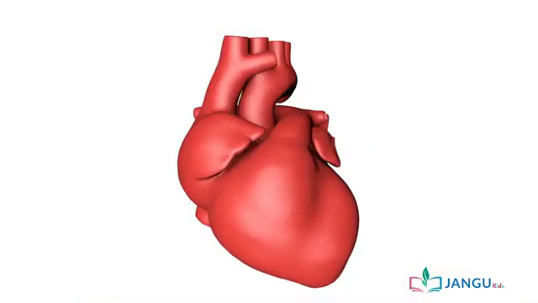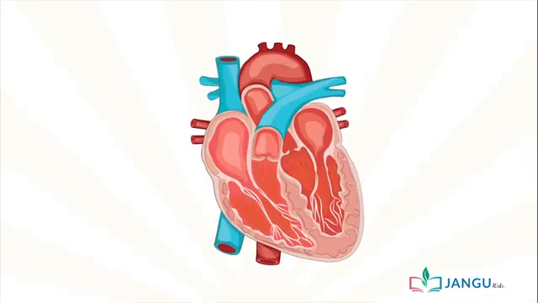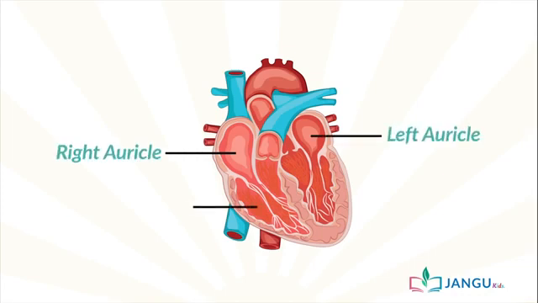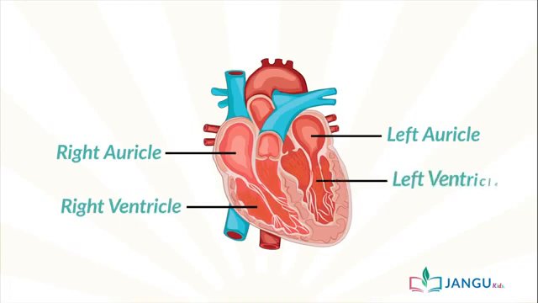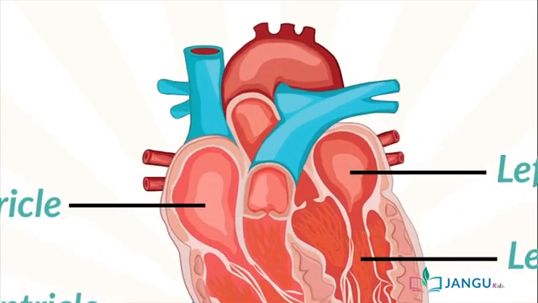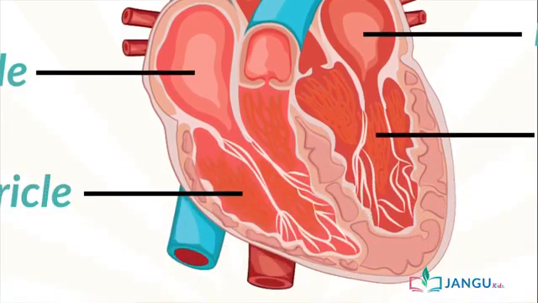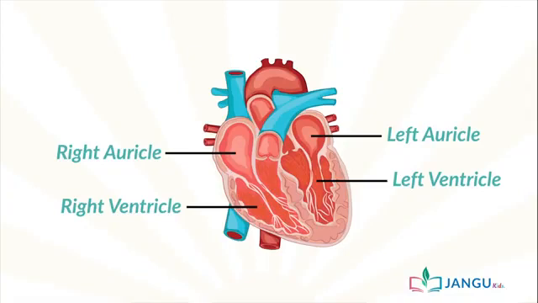The heart pumps blood and makes it flow around the body through tubes known as blood vessels. It is made of a special type of muscle known as the cardiac muscle. The human heart is divided into 4 chambers, namely right auricle, left auricle, right ventricle, and left ventricle. The right auricle and the left auricle are in the upper chamber, while the right ventricle and the left ventricle are in the lower chamber.